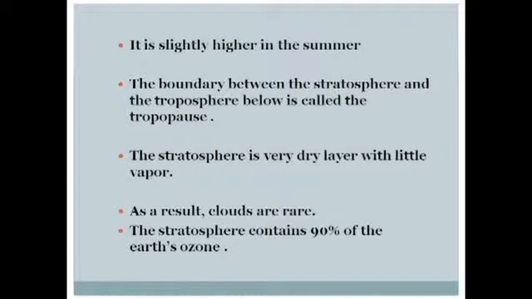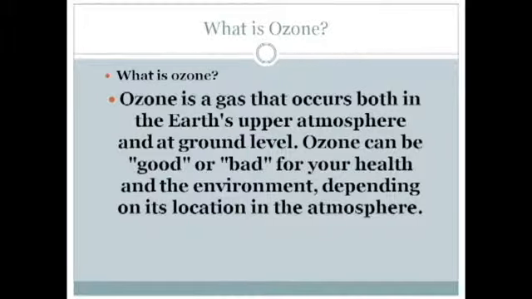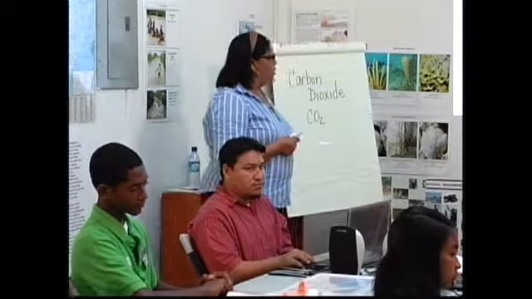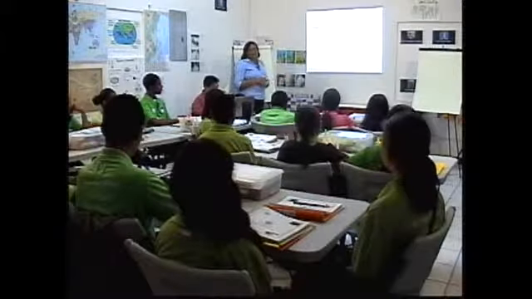It says that the stratosphere contains 90% of Earth's ozone. Ozone can be good and it can be bad for our health and for the environment. And it depends on its location. Let's take a guess. The bad ozone, where will we find it? Stratosphere. It's in the stratosphere. So we can say that the stratosphere has the good ozone.